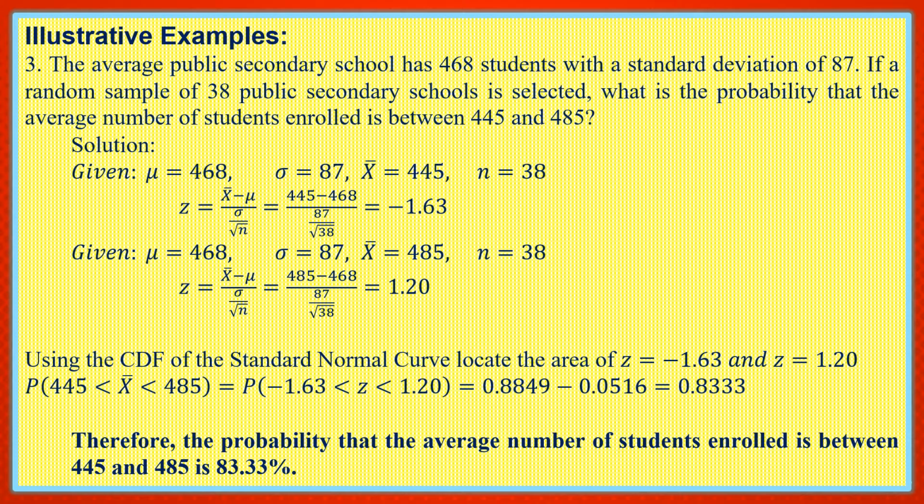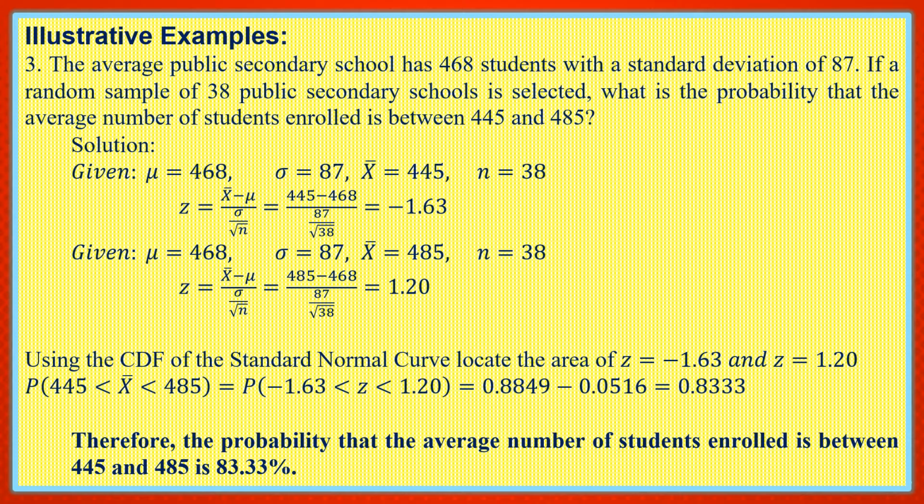For mean equals 485, you have there z equals mean minus mu divided by standard deviation over square root of n equals 485 minus 468 divided by 87 over square root of 38, and that is equal to 1.20. So using the cumulative distribution frequency of the normal curve, locate the area of z equals negative 1.63 and z equals 1.20.